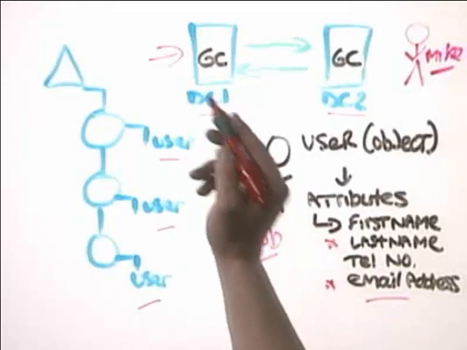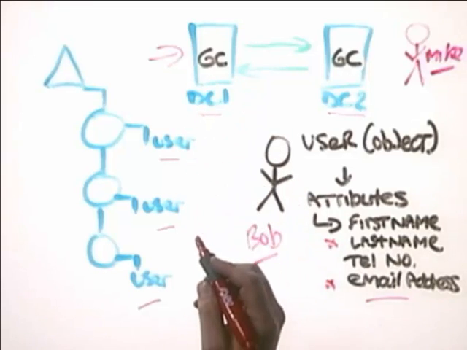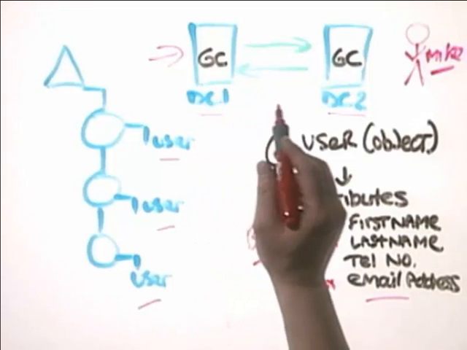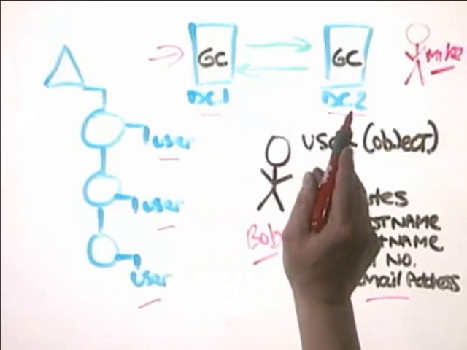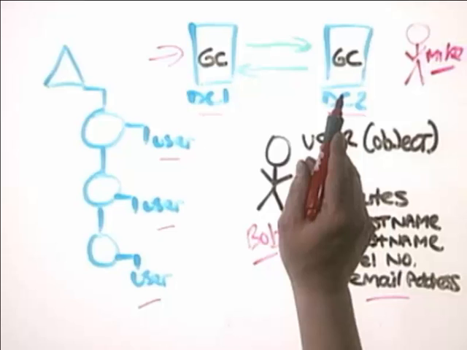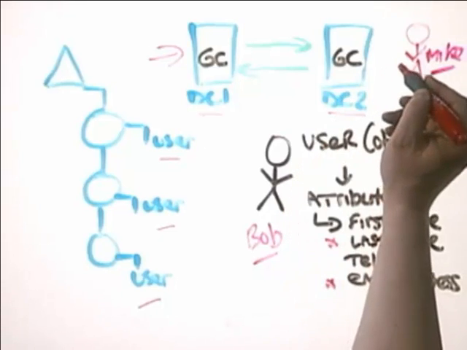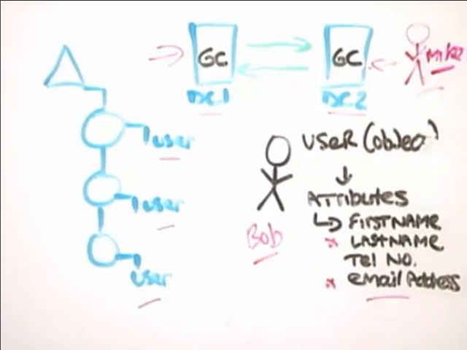So once my user Bob queries the Global Catalog Server for, let's say, Mike's telephone number, the Global Catalog Server on DC1 will query the Global Catalog Server on DC2 and locate Mike and retrieve his information for you. So the Global Catalog Server is responsible for replicating a subset of attributes throughout Active Directory.